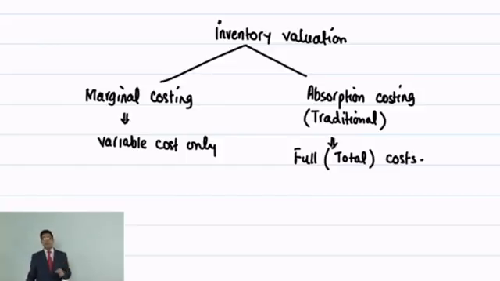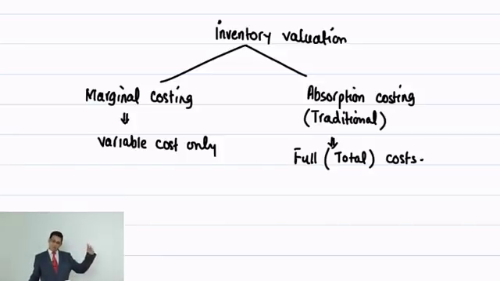Meaning not only variable costs but also fixed production overheads. So variable plus fixed production overheads, all costs are assigned to the products or inventories, and that makes up the value of the inventory. And you might have noticed marginal costing does not include fixed production overhead, whereas absorption costing includes fixed production overhead as a product. So you would see the value of a product under marginal costing will be slightly lower than the value of a product under the absorption costing system.